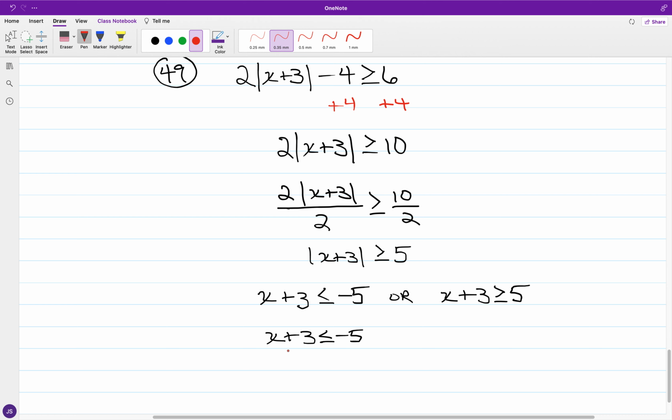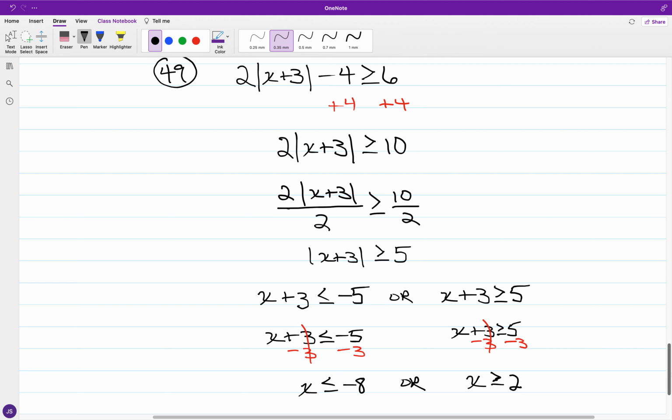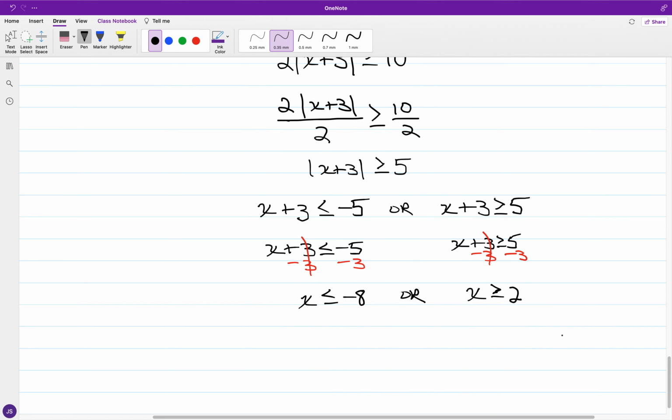For the first situation, getting x by itself, upon taking 3 away from both sides, we have x is less than or equal to -8. And for x plus 3 greater than or equal to 5, if I take 3 away once again, x is going to be greater than or equal to 2. So for the outcomes for x, either x will be less than or equal to -8, or it is going to be greater than or equal to 2.